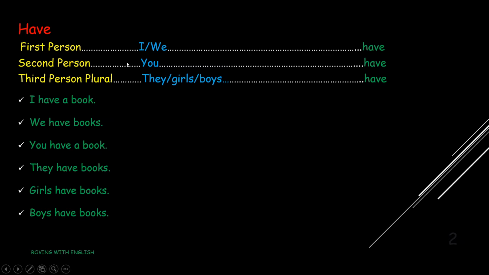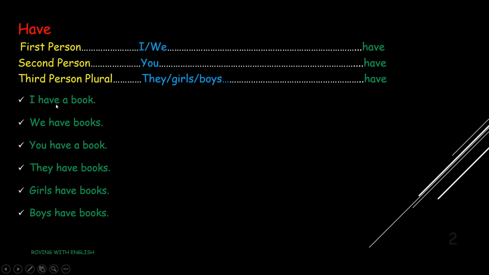But we don't use have with all of it. We use have with first person, I and we, second person, you, third person, plural. We don't use it with the singular form. We use it with the plural form. That is they and words in its plural form, girls and boys here. He, she, and it are not plural. They are singular. And we don't use have with singular things. But there is an exception for I and you. I and you are singular, but still we use have with it.